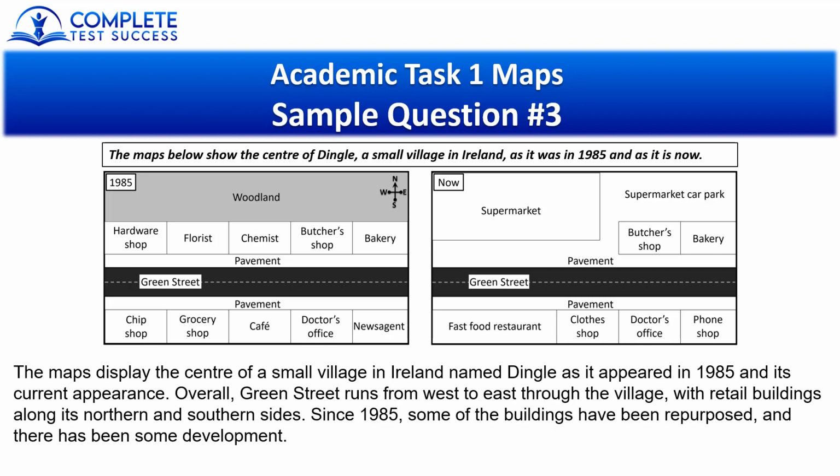And the overview. Overall, Green Street runs from west to east through the village, with retail buildings along its northern and southern sides. Since 1985, some of the buildings have been repurposed and there has been some development.